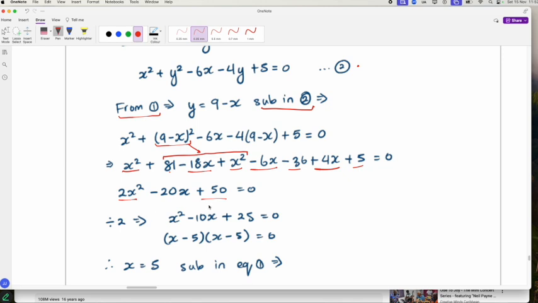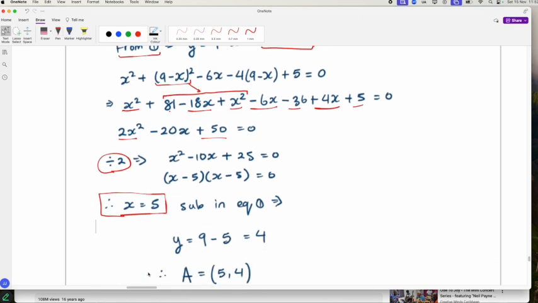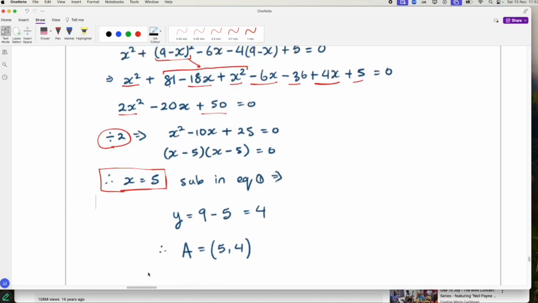So you have to boil down the baji, in other words. When you boil down the baji and you divide by 2, you'll end up with a nice little quadratic. And of course, you have to factorize the quadratic. And in this case, we just get one answer, x is equal to 5. And so that one answer, x is equal to 5, we will sub in equation 1 to get y is equal to 4. Hence, A is the point (5, 4).